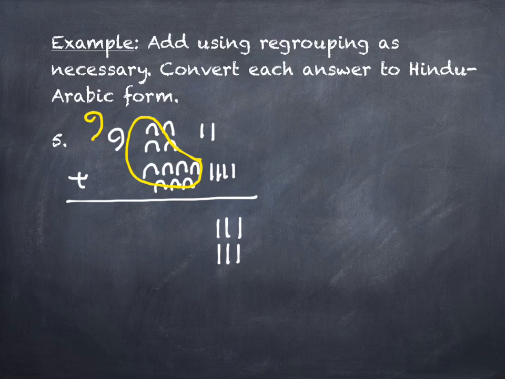How many heels are left? 1. So we're going to write down 1 heel. How many scrolls do I now have? 2. And at this point, we are done with the addition problem. That is, we did the adding using regrouping as necessary. And we're ready to convert our answer into the Hindu Arabic form. So what is our answer in our number system form? 216. Good job.